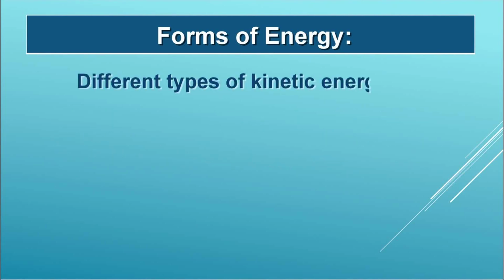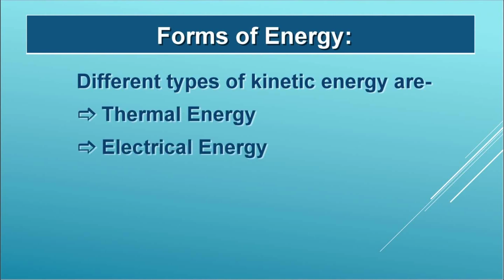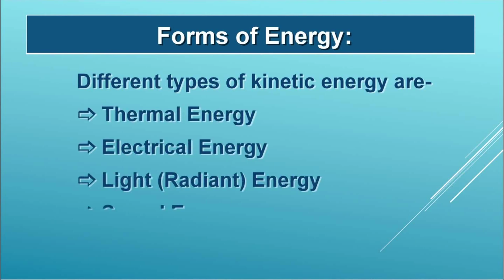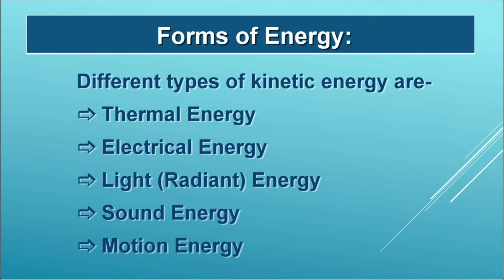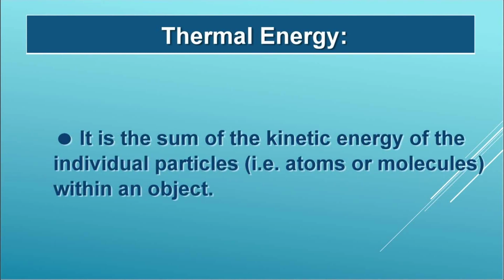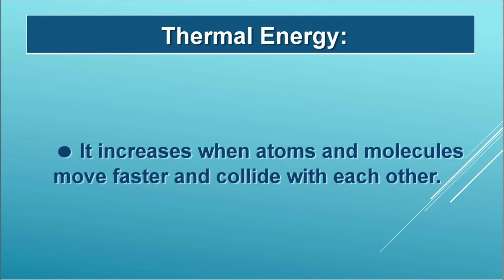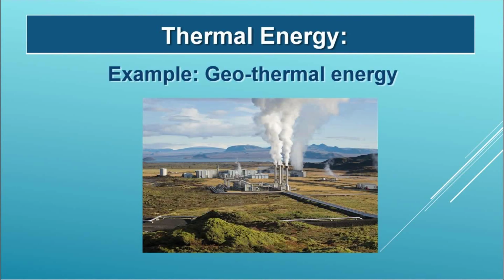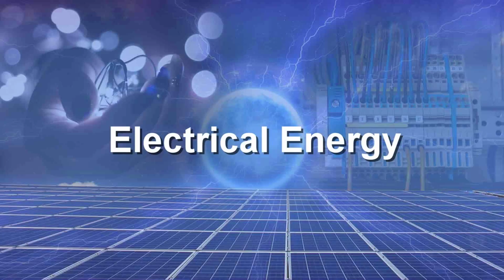Different types of kinetic energy are thermal energy, electrical energy, light energy, sound energy, motion energy, etc. Now first we'll discuss thermal energy. This is the energy associated with the temperature of an object. It is the sum of the kinetic energy of the individual particles, that is the atoms or molecules, within an object. It increases when atoms and molecules move faster and collide with each other. Example is geothermal energy.